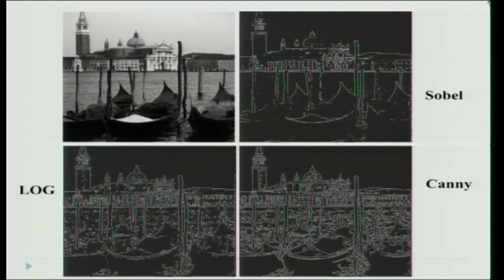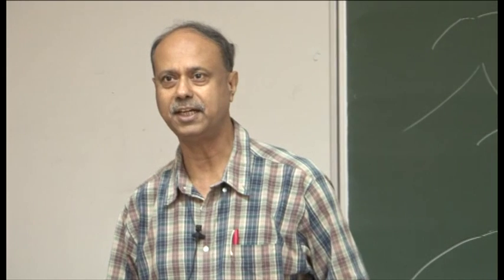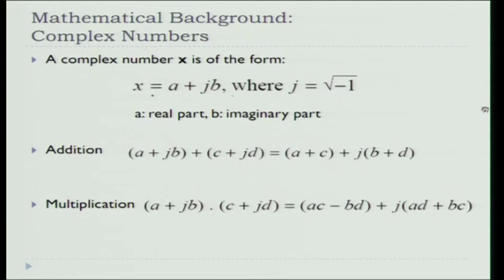Now, next one is the Fourier transform. How many of you know Fourier transform? So, these terminologies are known to you. Let us start from scratch. A complex number x is of the form x equals a plus jb, j is square root of minus 1, a is the real part and b is the imaginary part. And you know that addition of two complex numbers is also a complex number. Similarly, is the case with multiplication.